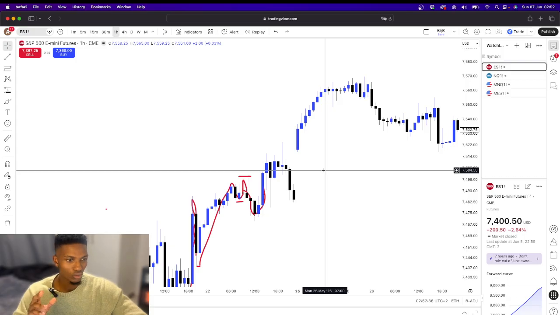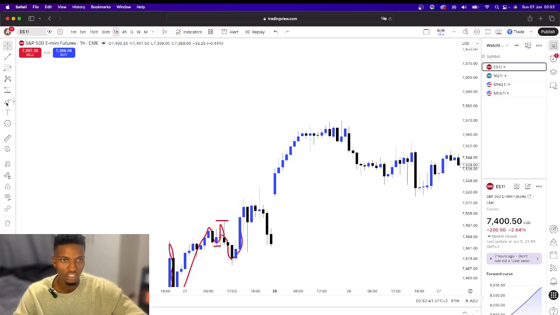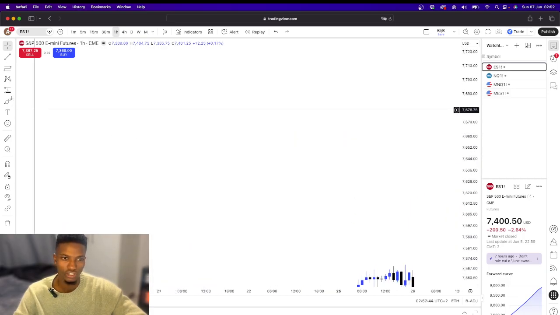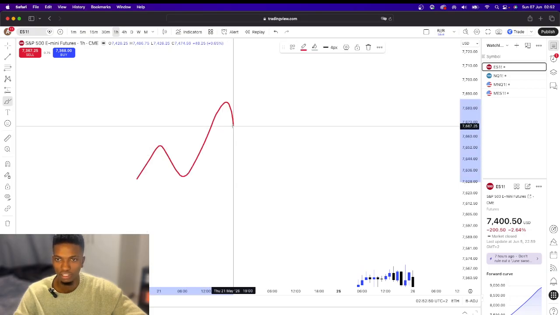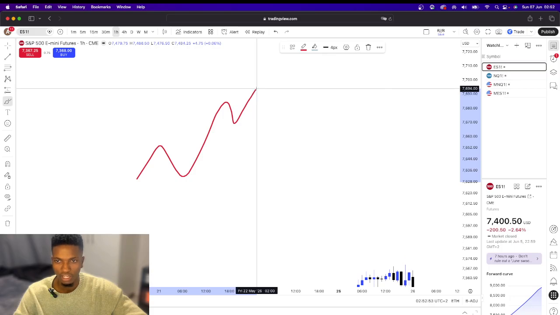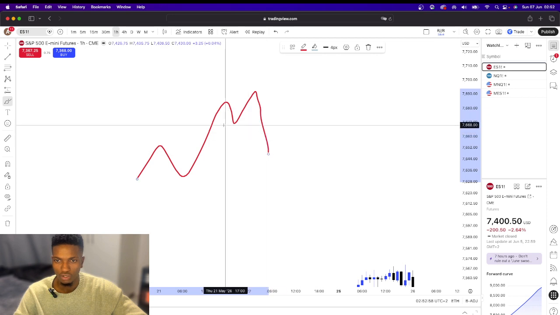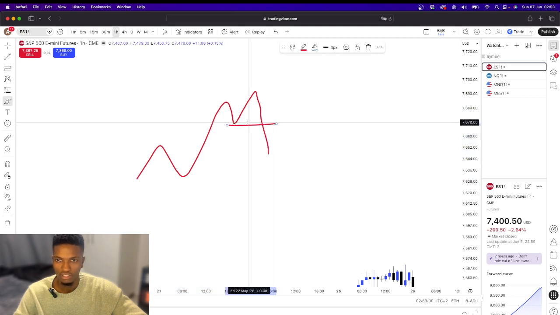Now let me explain something quickly, which is a break of structure. A break of structure signals to us that there's a change in the trend, right? So let's say we have a move up, a move down, a move up, a move down, a move up, and then instead of us having a move down and a move up, we come down and we close below this. This right here we call a break of structure. Now what does it signal to us? It signals to us that the market is changing its trend, right?